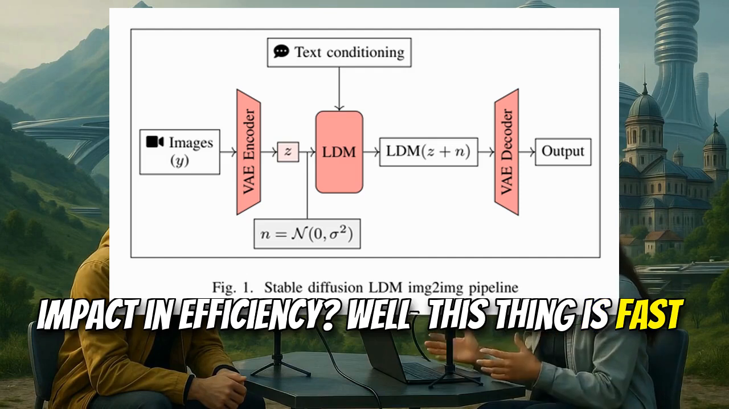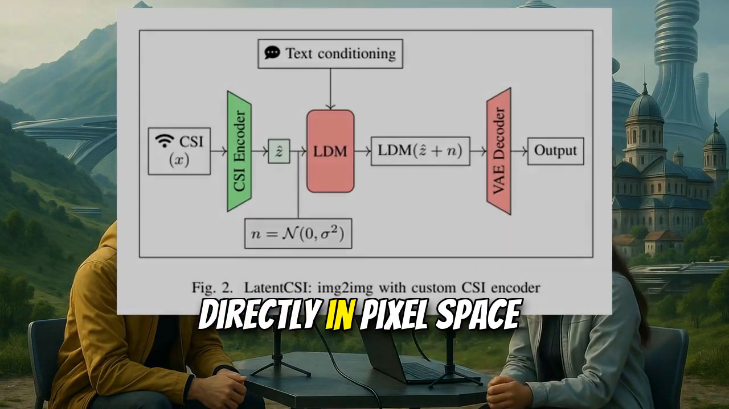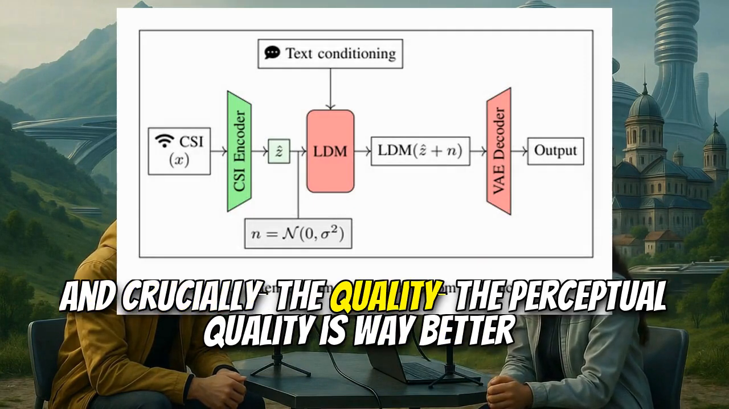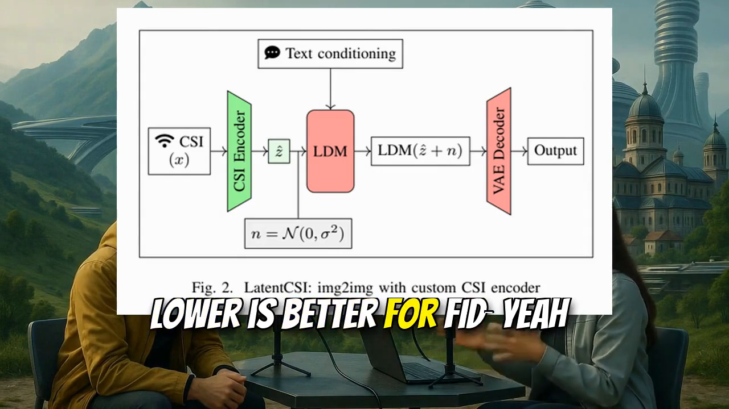Impact and efficiency? Well, this thing is fast. Training times are up to 3 times quicker compared to older methods that work directly in pixel space. And crucially, the perceptual quality is way better. They measure this using FID, Fréchet Inception Distance, and the scores are much lower, which is what you want. Lower is better for FID, yeah.